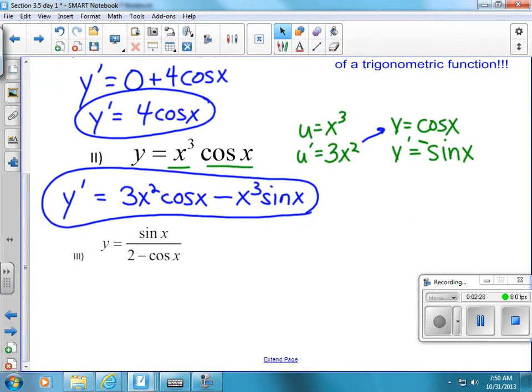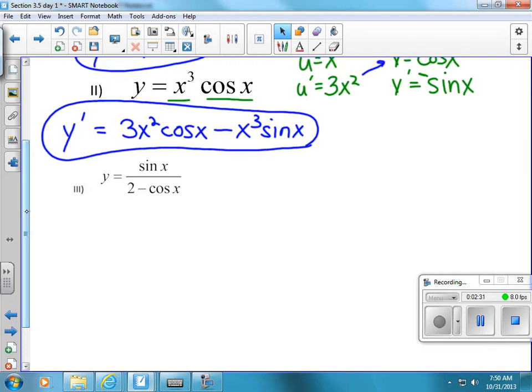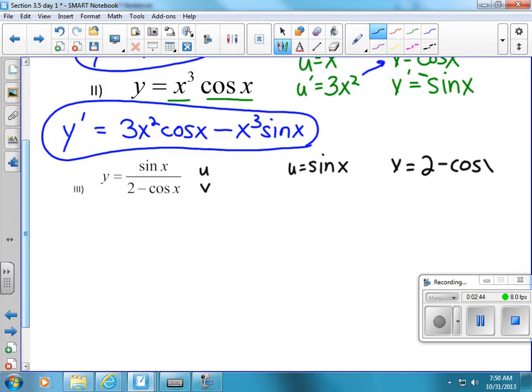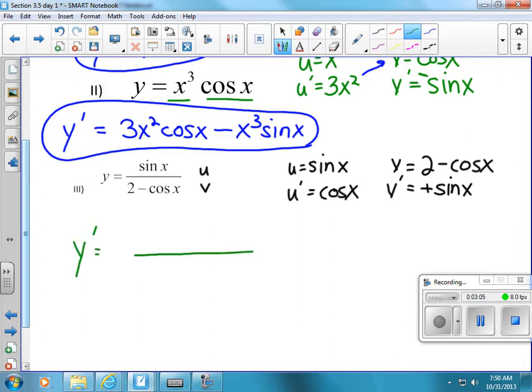Example 3 looks like a quotient rule problem to me. So we have a u function over a v function. So let's check out those derivatives. u is sine, and v is 2 minus cosine of x. So the derivative of u is going to be cosine. The derivative of v is going to be 0 minus a negative sine, so that will be plus sine of x. All right, now we need to plug these into the quotient rule. Make sure you use the quotient rule.